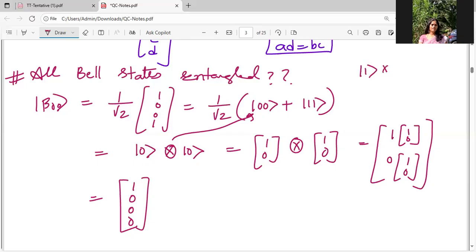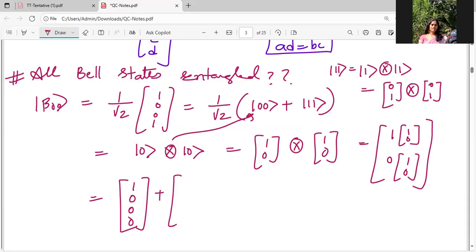See, this is tensor shorthand notation for tensor product. Writing ket 1 1 is nothing but shorthand notation for tensor product. What is ket 1? It is 0 1, tensor product with 0 1. So what do I get finally? 0 with 0 1, 1 with 0 1. So what I will be getting would be 0 0 and 0 1.